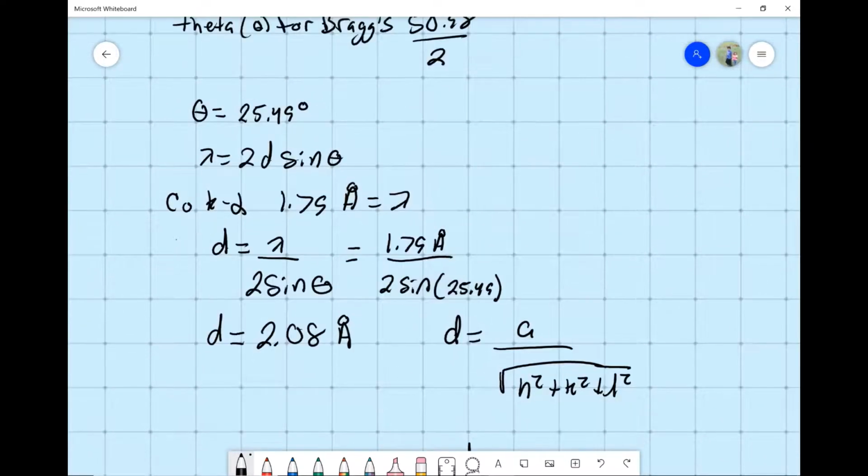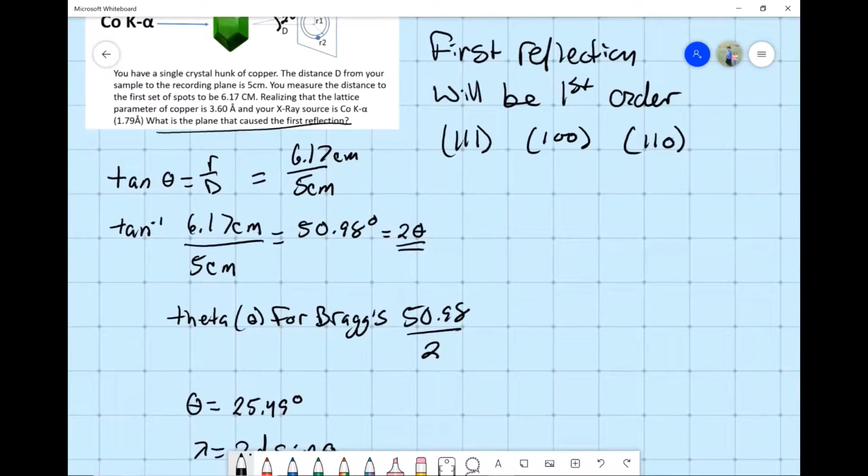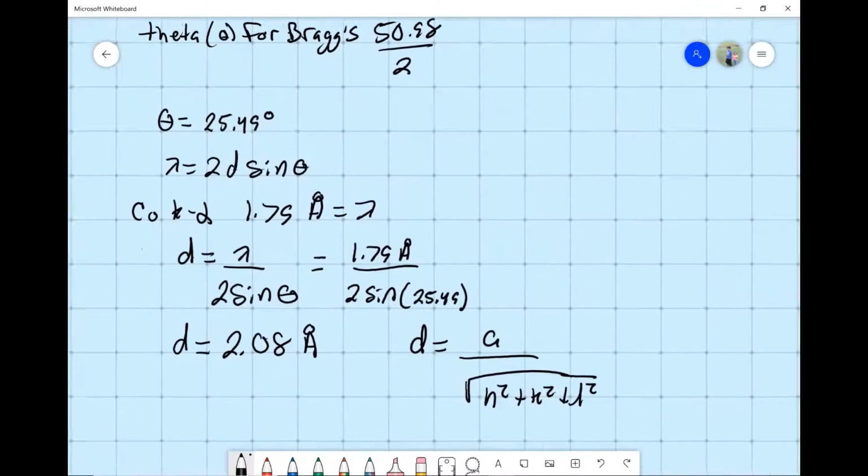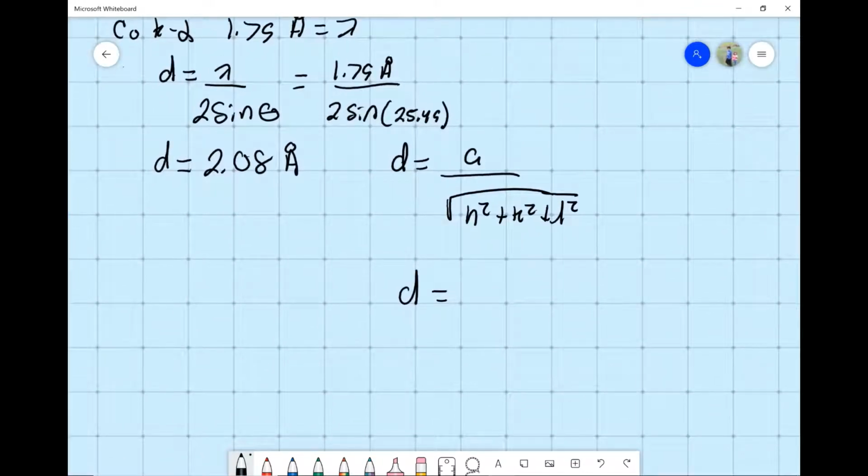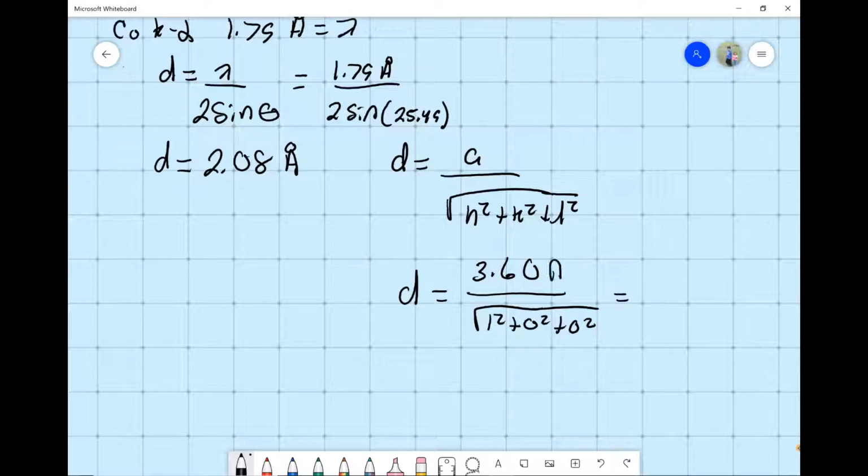Let's just try 100 for fun, and we know the lattice parameter is 3.60 angstroms. So we know d equals 3.60 divided by the square root of 1 squared plus 0 squared plus 0 squared. So 3.6 divided by the square root of 1. Always put the units.